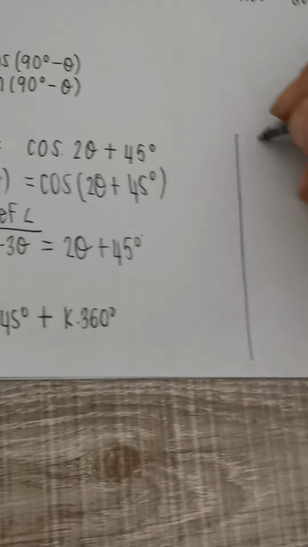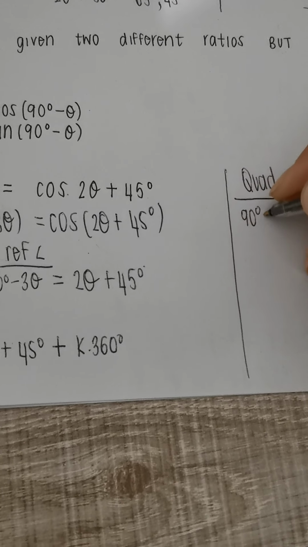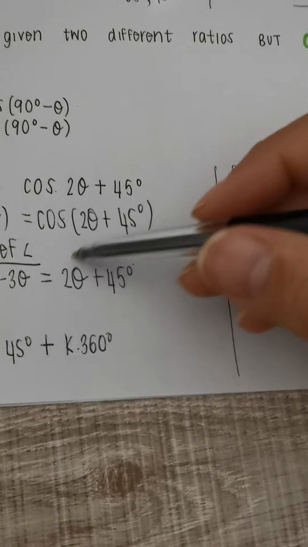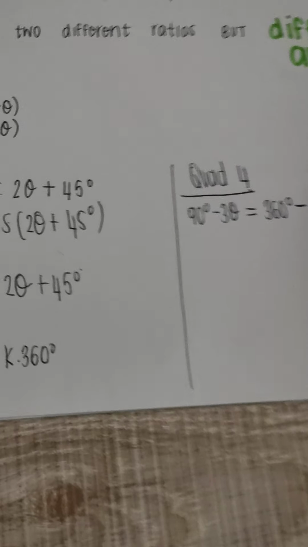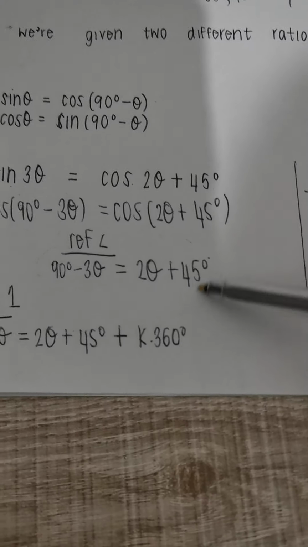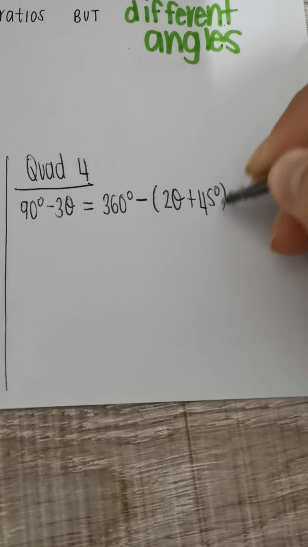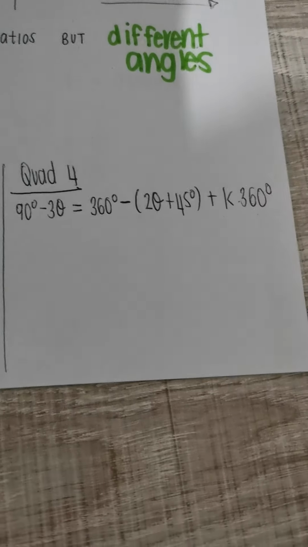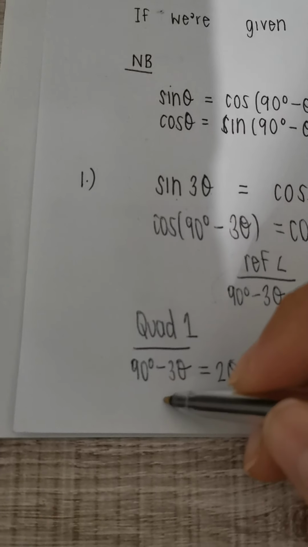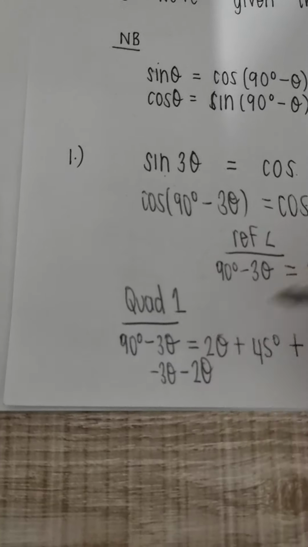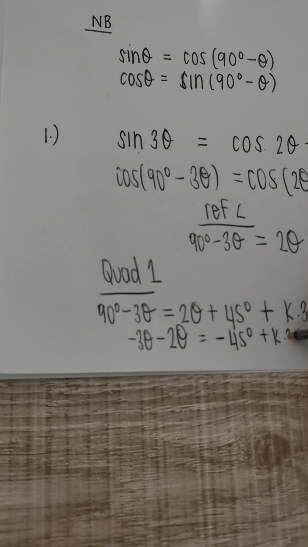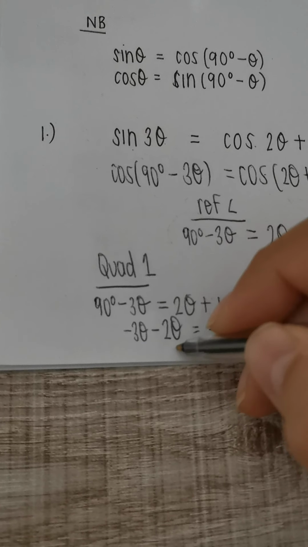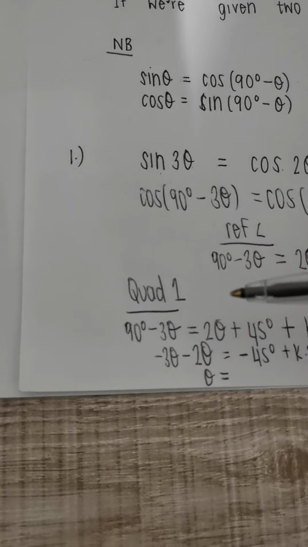And our other solution is in quadrant 4. So you're copying this side as is. And on this side, remember we were doing 360 degrees minus, plus k times 360. And now we're just going to be simplifying either of them. Okay. This is 45 minus 90, so negative 45. Theta equals, okay, we're jumping straight to our answer since I'm out of space.